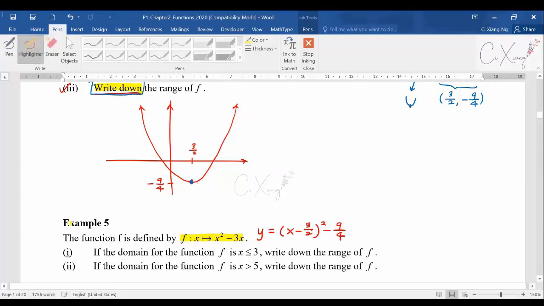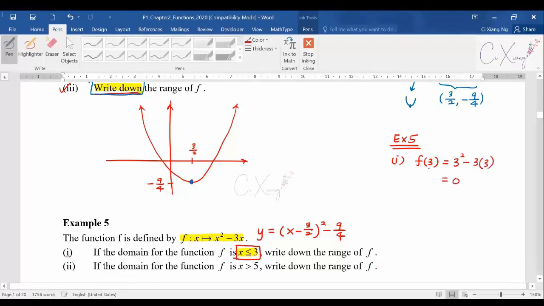For example 5, part 1, if the domain for the function is x smaller than or equal to 3, write down the range of f. Your domain now is only for x smaller than or equal to 3, and they want you to write out the range. So how can you do it? Because the end of the domain here is 3, maybe I want to know, if I substitute the 3 into the function, what is the value that I will have.